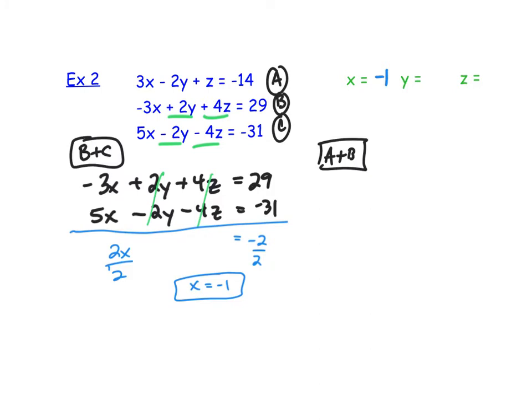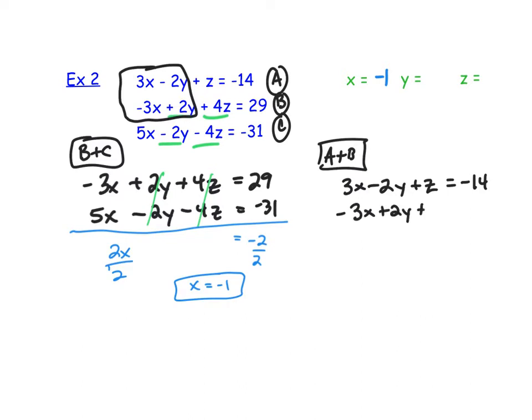And guess what? We already know what x is. But hey, hold on a second. I'm also noticing, so this one I didn't analyze very closely at first, that I'm going to cancel out the x's when I do A plus B. So we're going to be able to figure out z. This one's actually falling into place really nicely. Let's write down A plus B. We've got 3x minus 2y plus z equals negative 14. And then negative 3x plus 2y plus 4z equals 29.